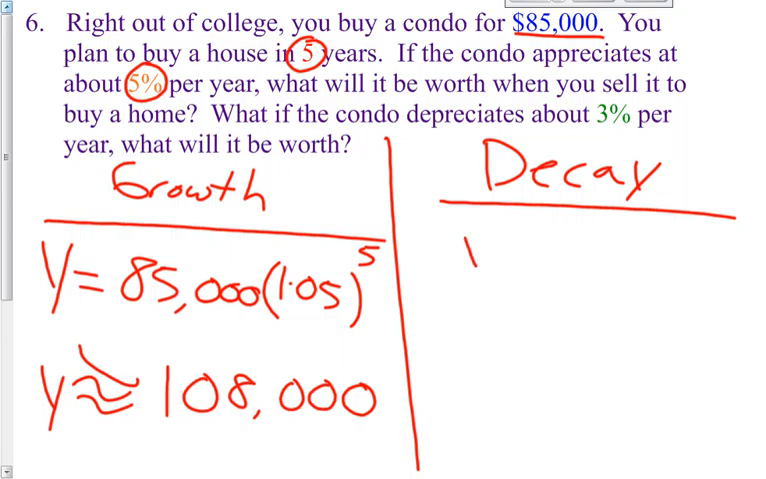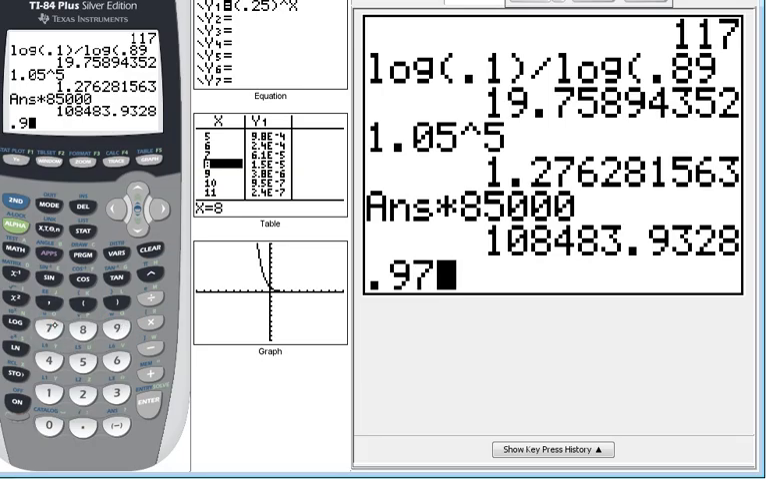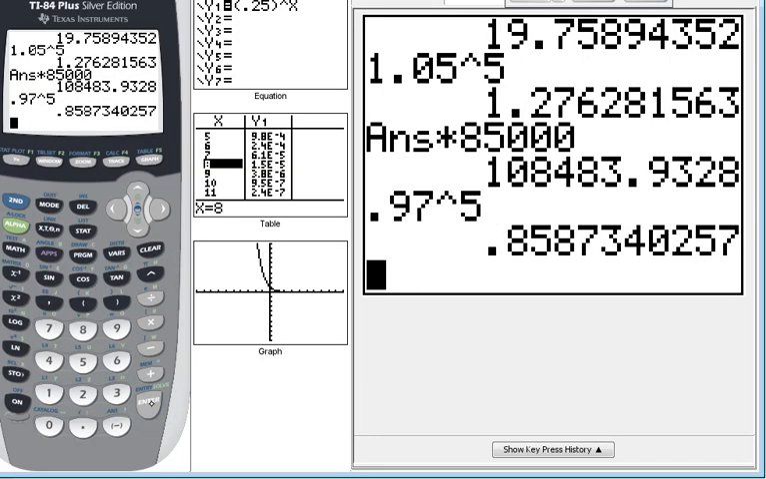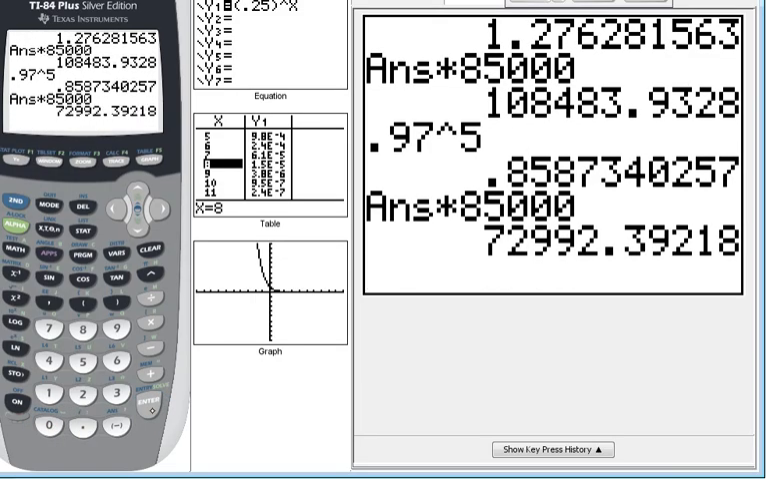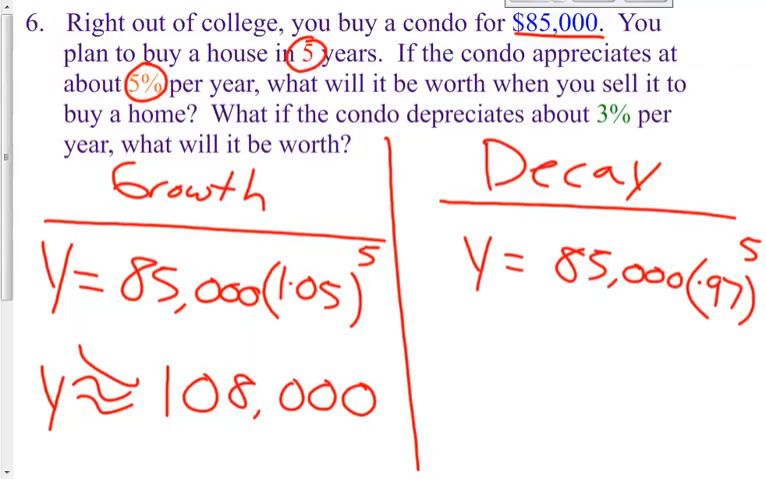So it's going to be y equals the 85 grand is still going to be our initial amount. If it's going to decrease at a rate of 3% or depreciate, it's going to be 0.97, 1 minus 0.03, raised to the fifth. So if you sell it after 5 years when it depreciates, 0.97, raise that to the fifth power, you get a number, multiply that by 85,000. It's now worth approximately 73,000.